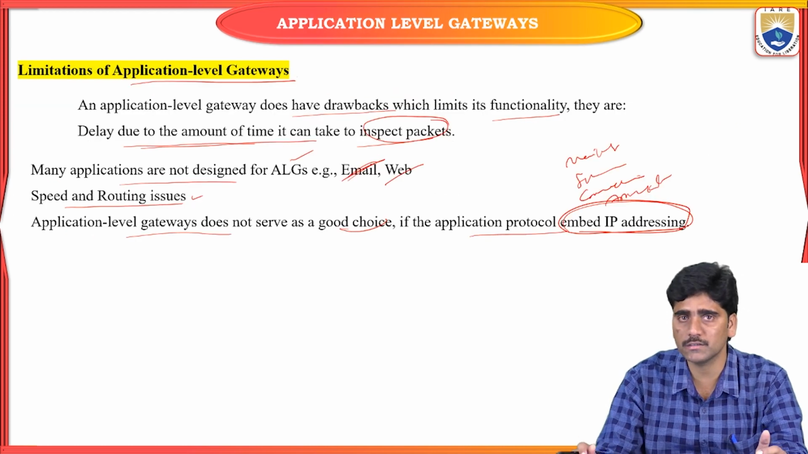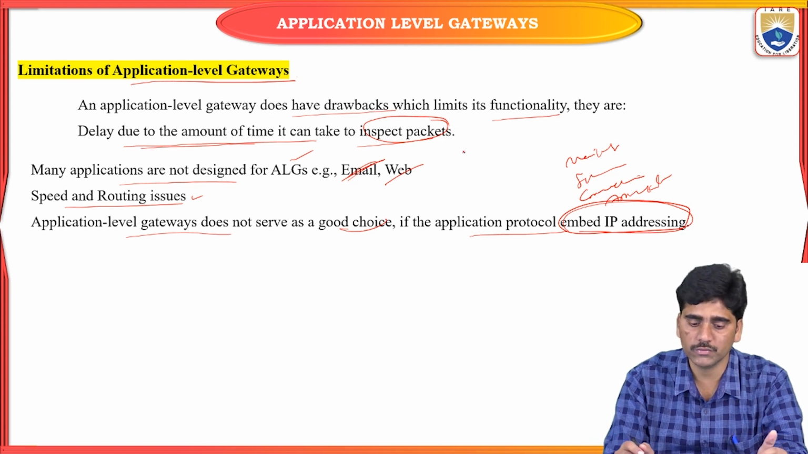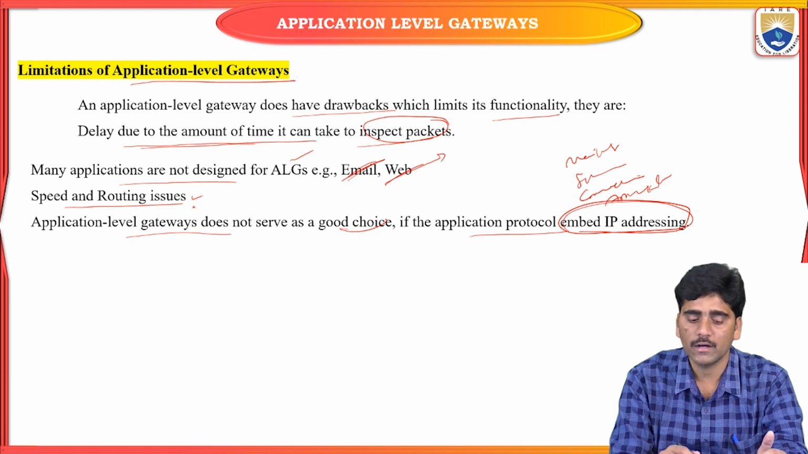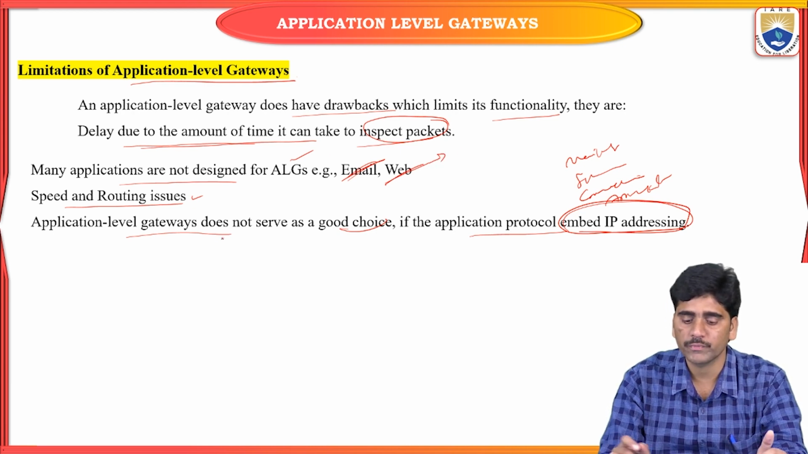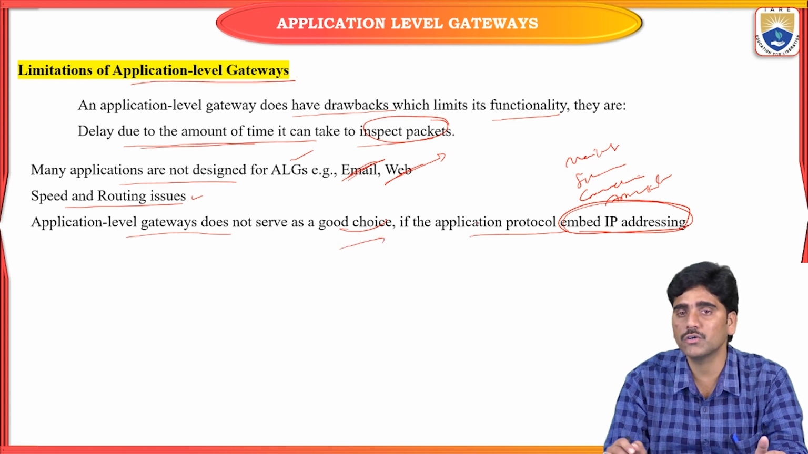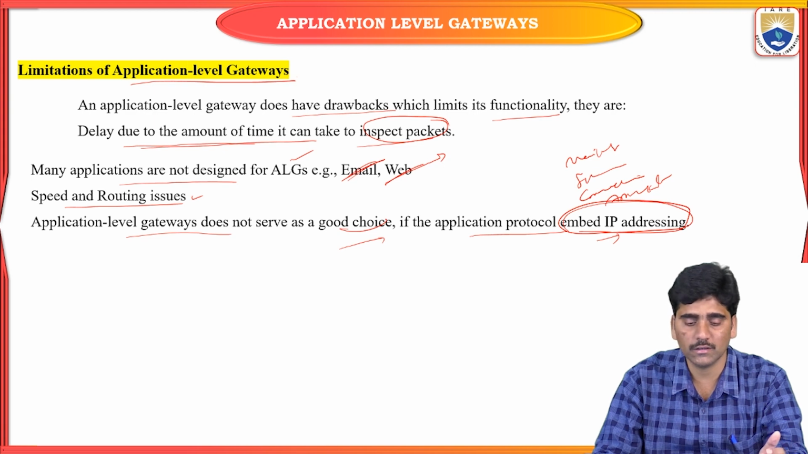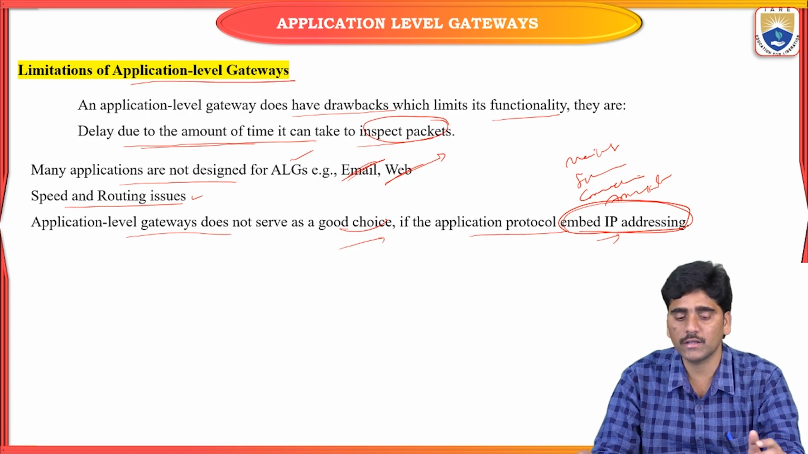And some limitations: the delay due to the amount of time taken, and many applications are not designed for application level gateways, for example web security. There are also speed and routing issues, and it is not a good choice for embedding IP addresses in the application. So this is about application level gateways, their services, their types, and their limitations. Thank you all.